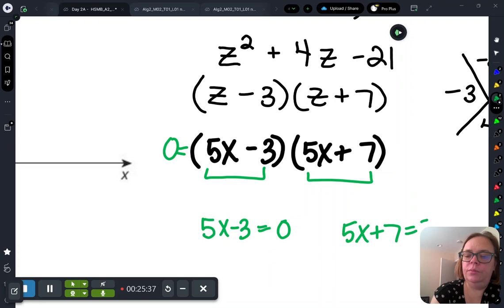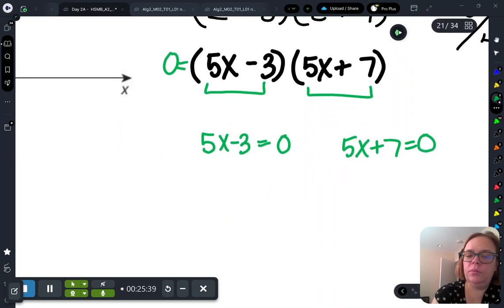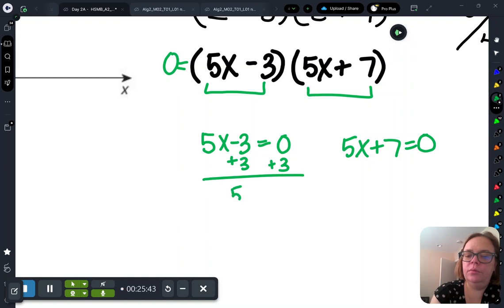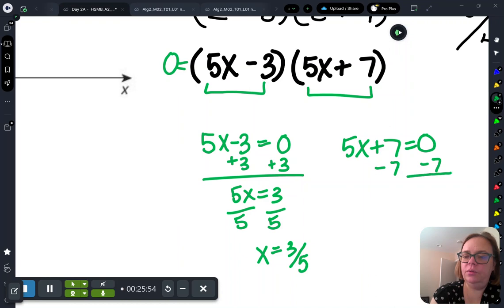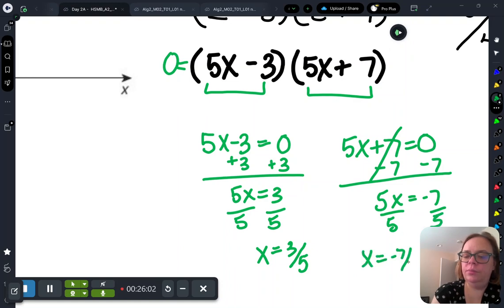Add 3 here. Divide by 5. Subtract 7 here. Divide by 5. And those are our zeros.